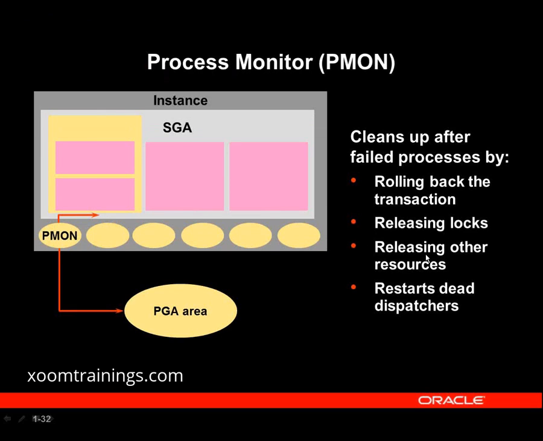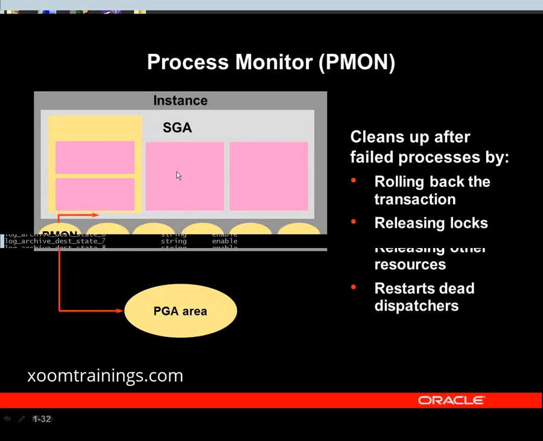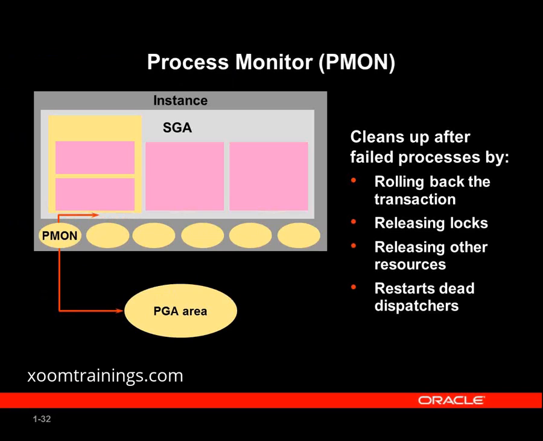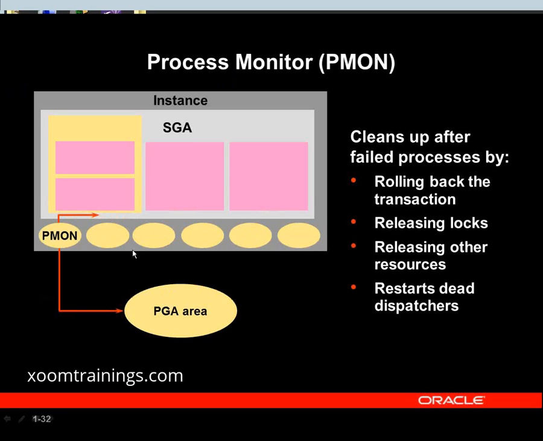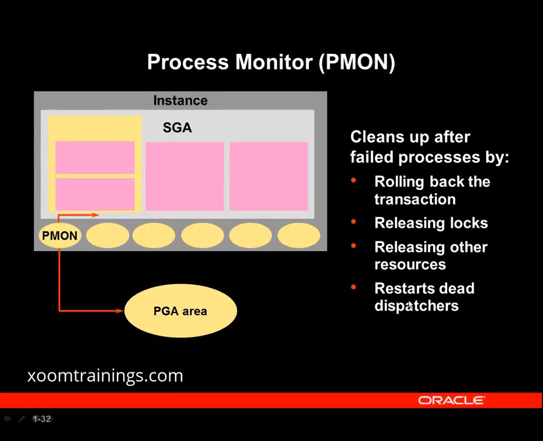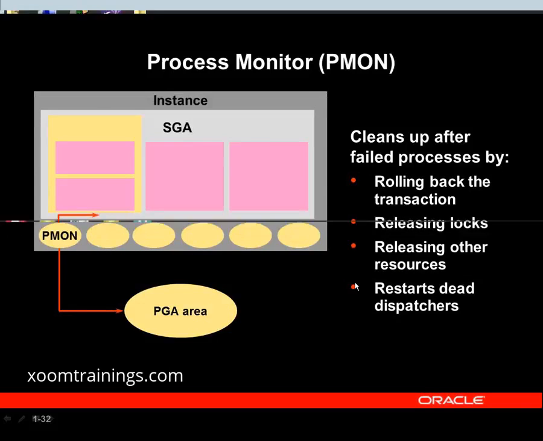And if the database is abnormally shut down, it releases other resources. Let's say memory is used for the processes, server processes and other processes. When the database abnormally shuts down, the memory does not get released, and the next time PMON will release that memory. And the dispatcher, so a dispatcher is required for connections, and if there is a dead dispatcher, it will get restarted.